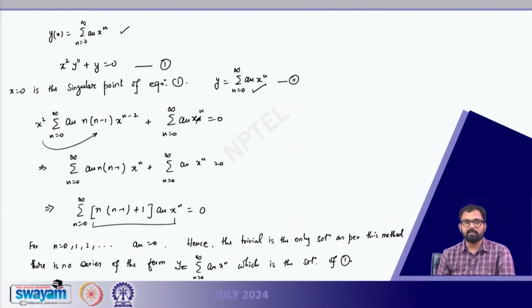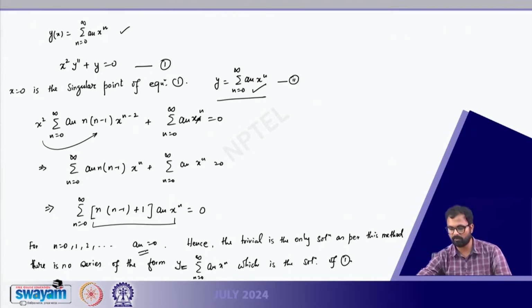So, technically this method actually fails if you go by taking only this type of series, but that is not true. I mean, we can get a series solution, it is just that taking only this will not help, because if you take this, then all the coefficients a n will simply become 0. So, now then what will happen? How do we recover this? How do we save this?